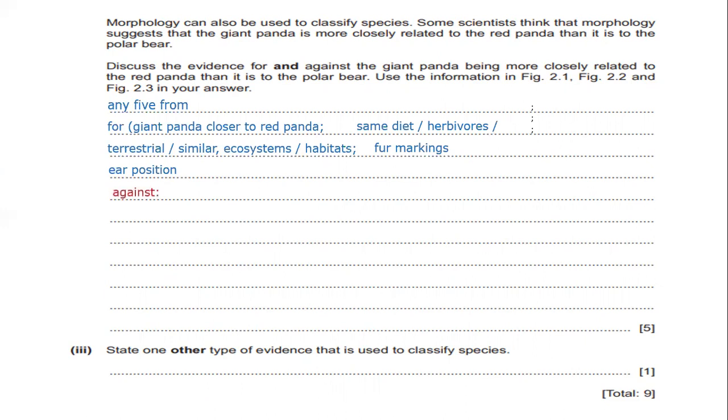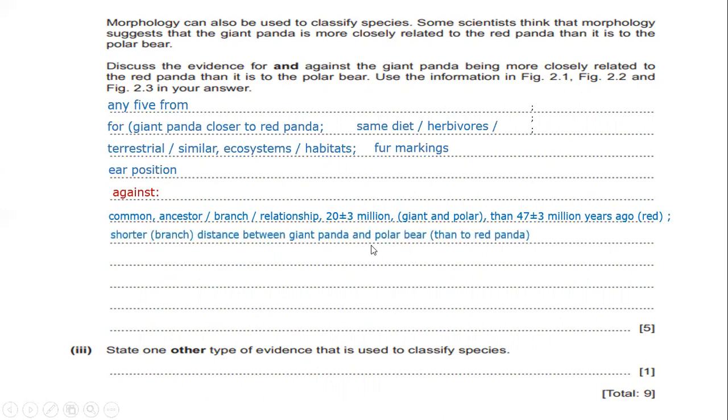And then the next is, again, what are the differences? So these are the things that you can find out from the previous graph. The relationships, the number of years, the distance between the giant panda and the polar bear, and also the difference between the DNA base sequence.